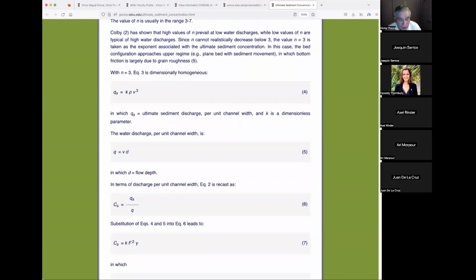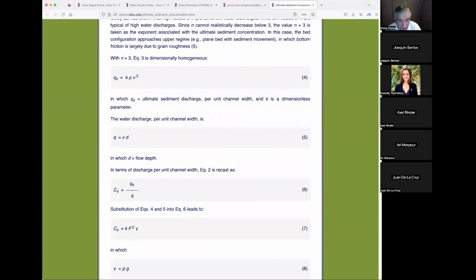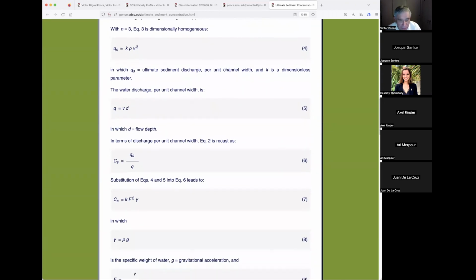In terms of channel width, in terms of discharge per unit of channel width, equation 2 is recast as Qs over Q, which is the concentration. And the substitution of equations 4 and 5, this is just straight algebra, leads to the Froude number. So here we have the Froude number coming up as a big player in the determination of sediment transport. Look at this.